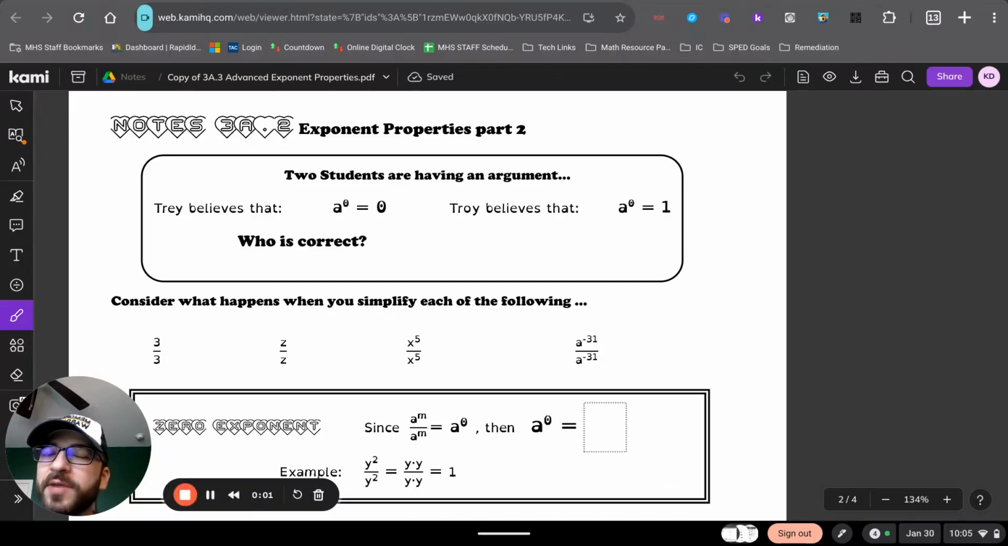All right, y'all. So today we're going to be talking about advanced exponent properties. We're going to start off with two students that are having a bit of an argument. Trey believes that a to the 0 equals 0, and Troy believes that a to the 0 is equal to 1. We want to think about who's correct.